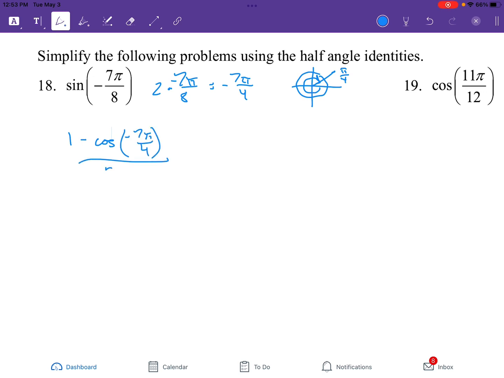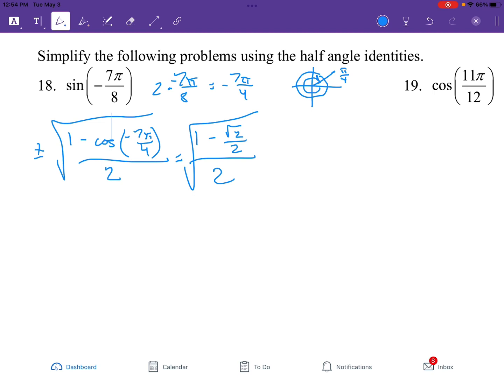All of that divided by 2, with a big square root. We talked about where pi over 4 and negative 7 pi over 4 are, so the cosine for that is root 2 over 2. So we have 1 minus root 2 over 2, divided by 2, with a big square root. Again, there is a plus or minus in front of this, but we're going to deal with that at the very end.